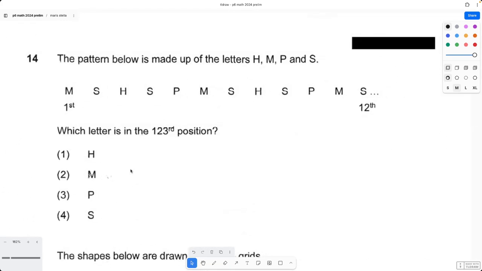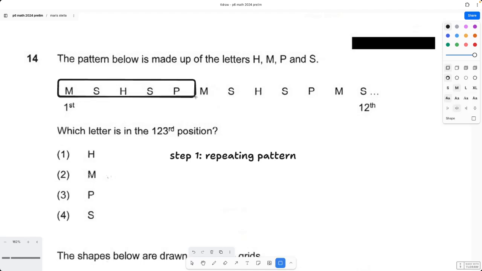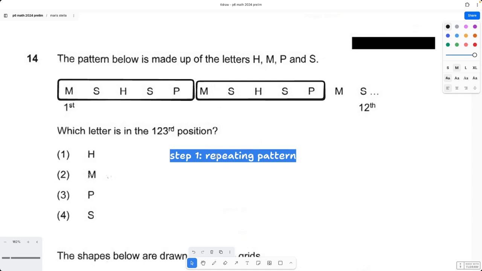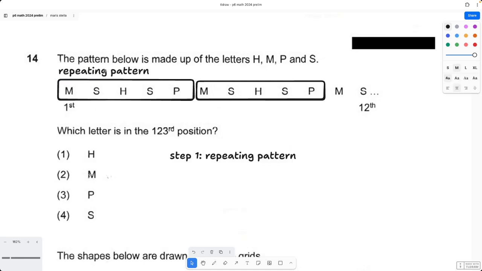Question number 14. The pattern below is made out of the letter H and PS. So MSHSP, MSHSP. Which letter is the 123rd position? So step 1, get repeating pattern. So repeating pattern is this over here, MSHSP, MSHSP. So this is the repeating pattern over here. Gonna put it like this.